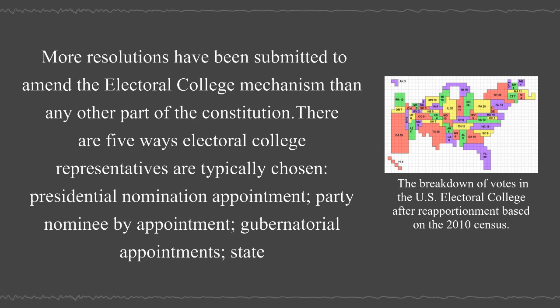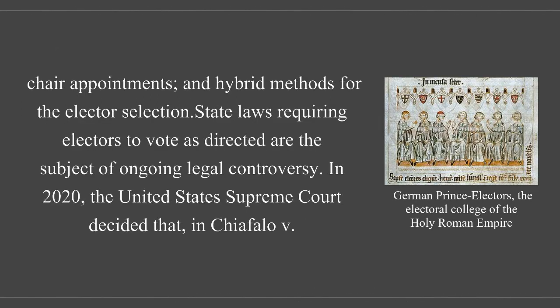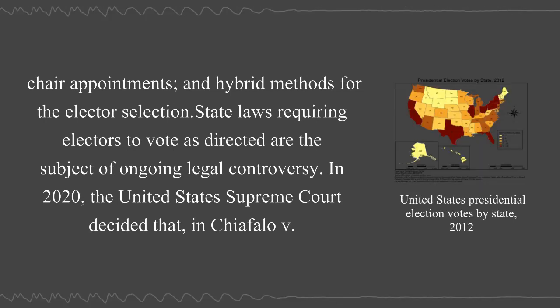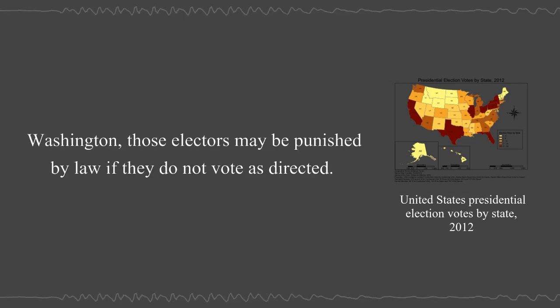Presidential nomination, party nominee by appointment, gubernatorial appointments, state chair appointments, and hybrid methods for the elector selection. State laws requiring electors to vote as directed are the subject of ongoing legal controversy. In 2020, the United States Supreme Court decided in Chiafalo v. Washington that those electors may be punished by law if they do not vote as directed.